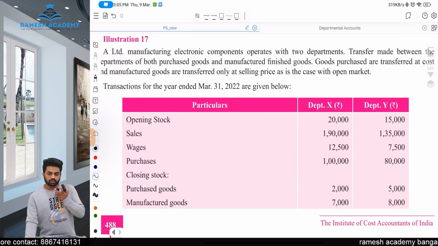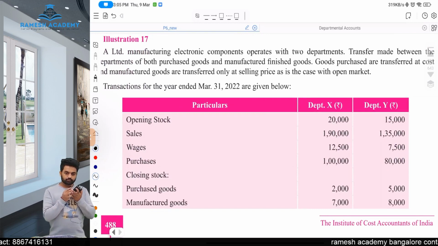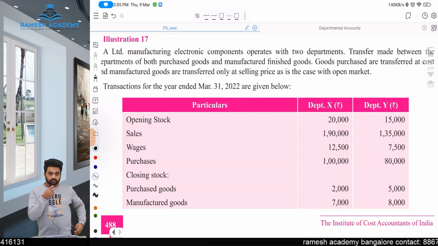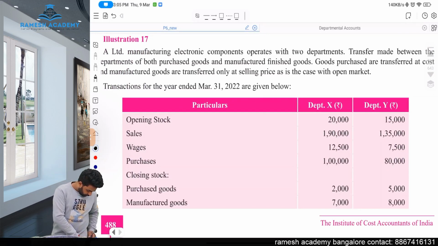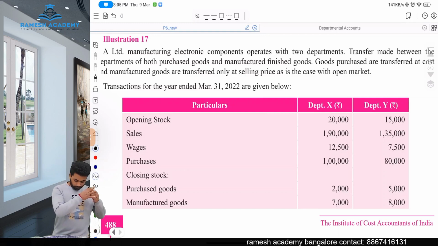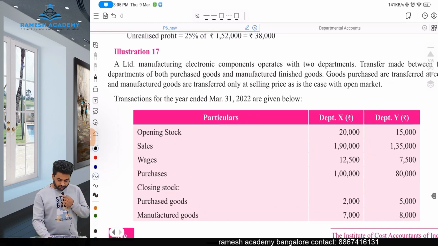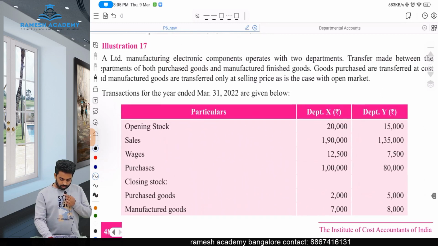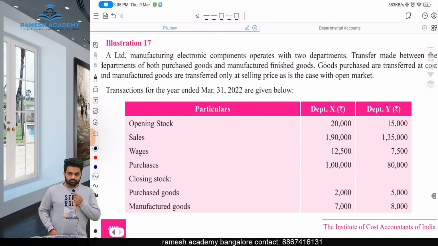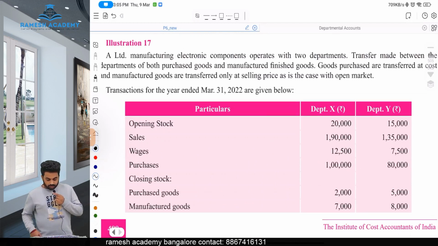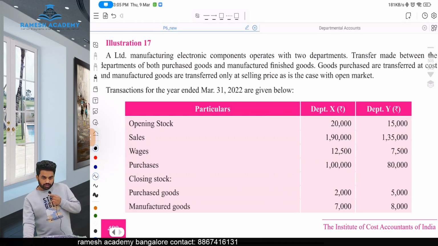Fine. Shall we proceed? Yes. Going to illustration number 17. A Limited manufacturing electronic components operates with two departments.